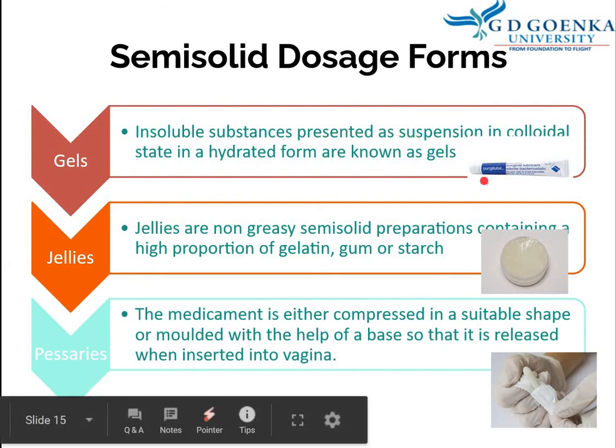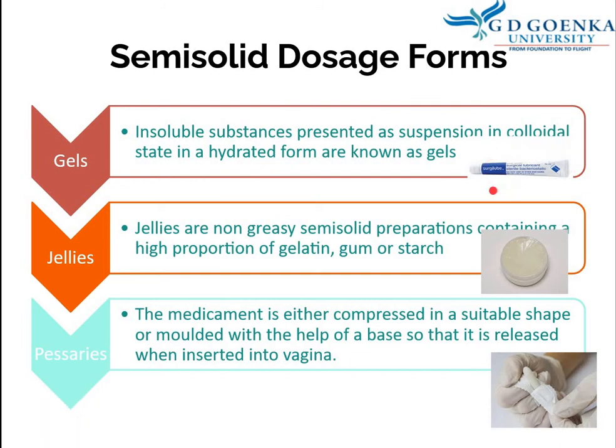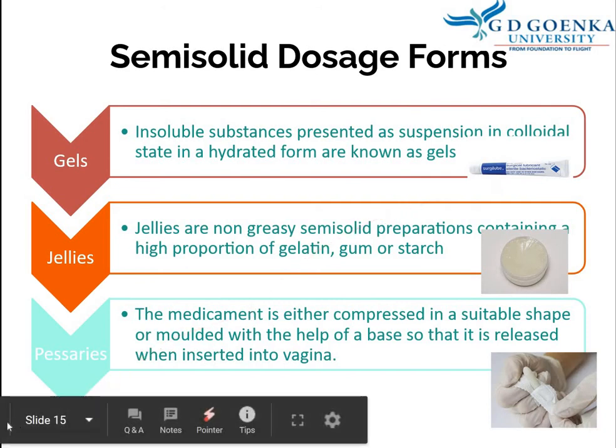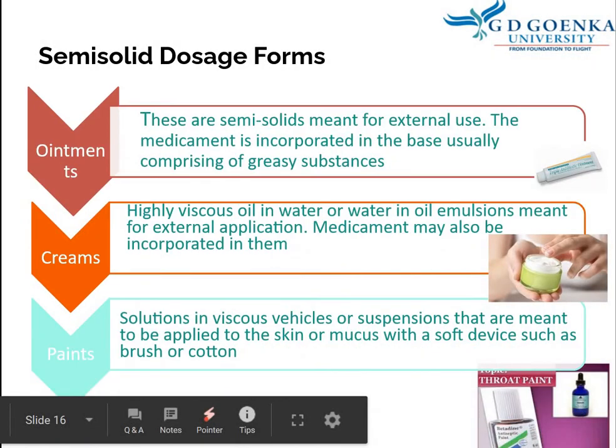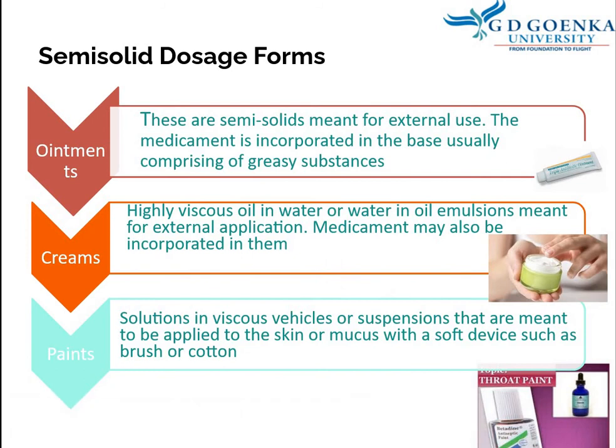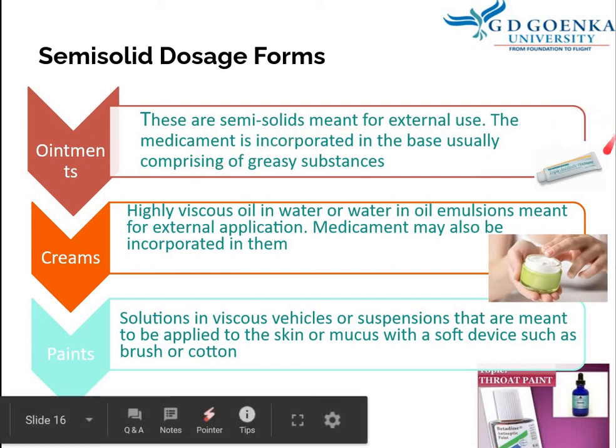This is one example of a marketed preparation of a particular gel. This is a surgical gel. Other examples of semi-solid dosage forms include ointments. These are semi-solids meant for external use. The medicament is incorporated in the base, usually comprising a greasy substance. This is an example of a marketed preparation, that is, triple antibiotic cream.